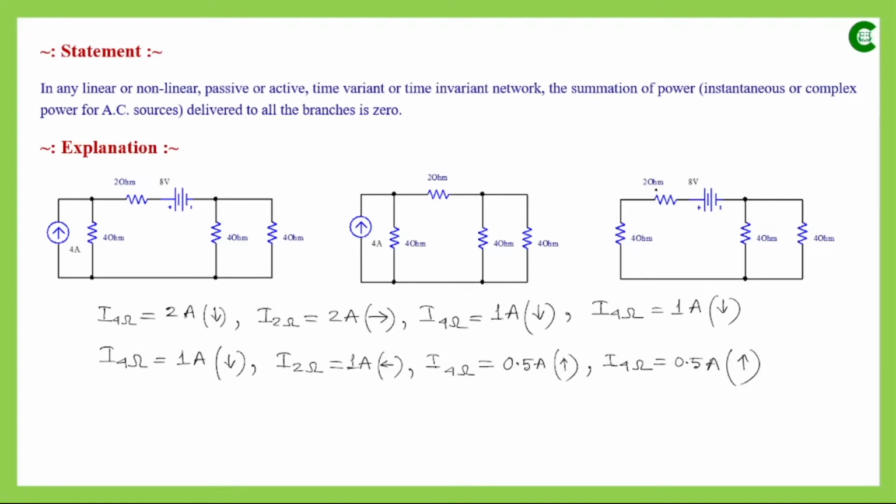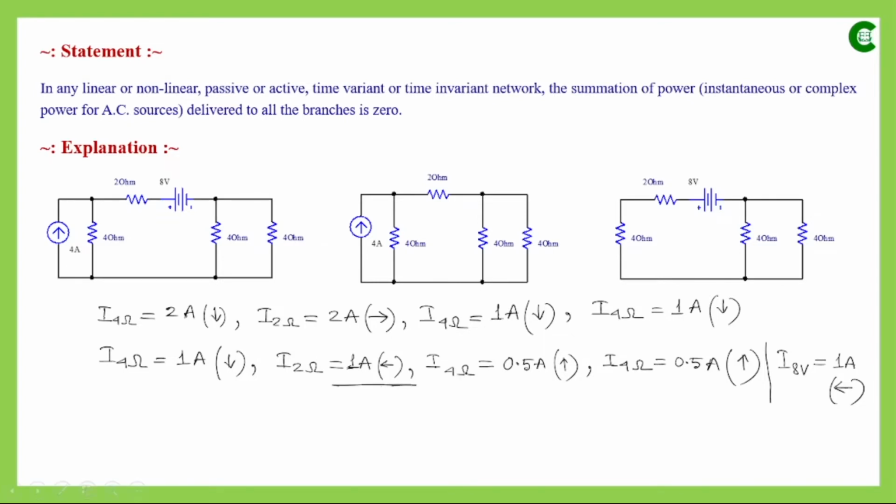Since the current through this 2 ohm resistor is flowing towards left, the current through this voltage source also flows towards left, and the net current through this voltage source will also be 1 ampere, flowing towards left. So I am noting that the current through this 8-volt voltage source will be 1 ampere, and that will flow towards left. That will be equal to this current value.